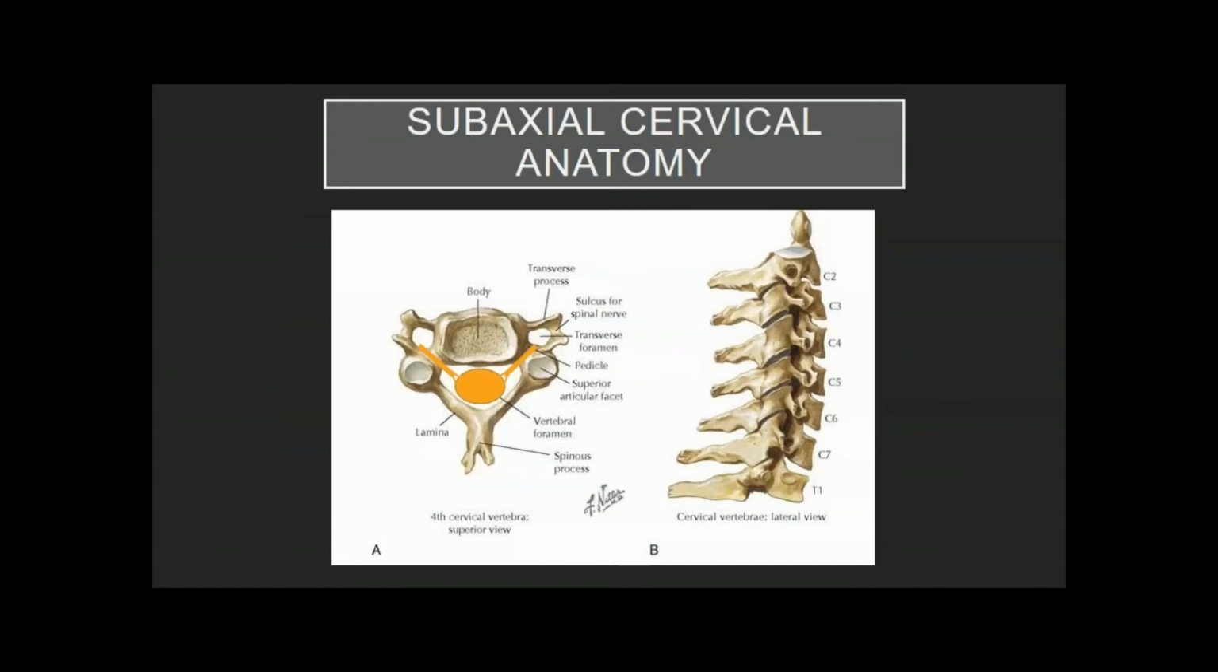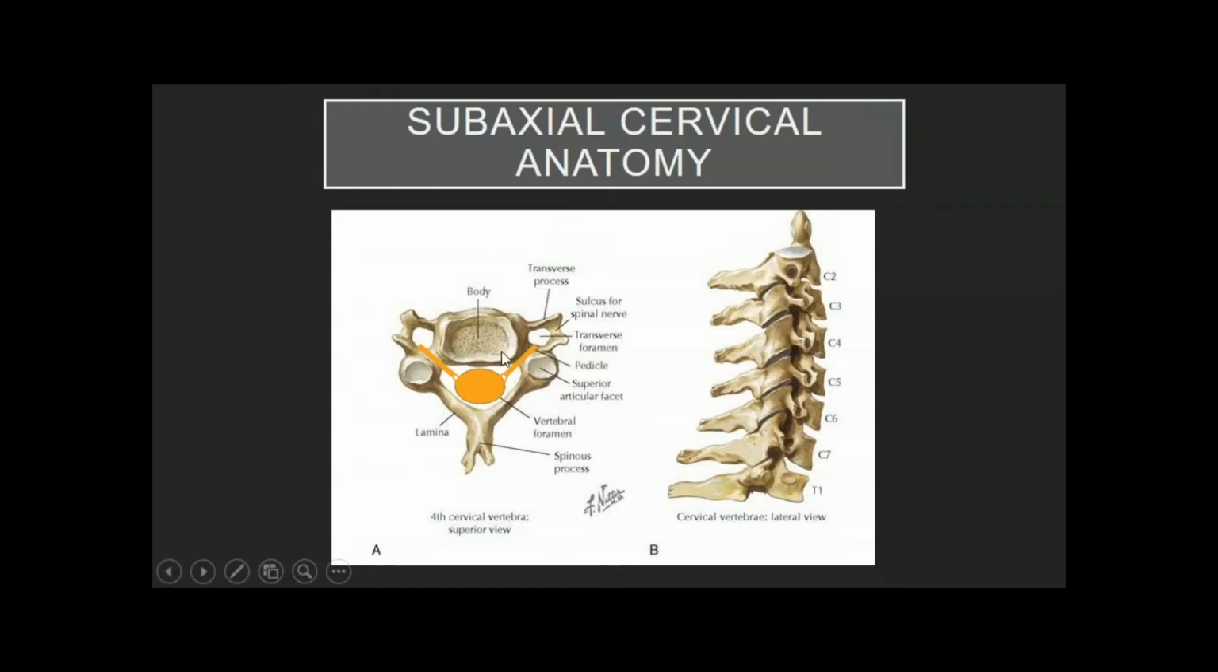So we talked about the atlanto-axial complex and the different anatomy there. Now we're going to talk about subaxial. When people say subaxial, it essentially just means the rest of the spine below the atlanto-axial complex, because the atlanto-axial complex is so different, it really has to be talked about separately. So this is the subaxial cervical anatomy, taken straight from Netter's.